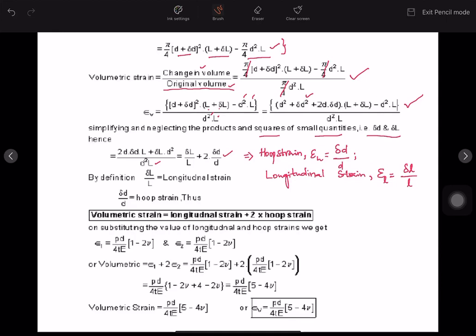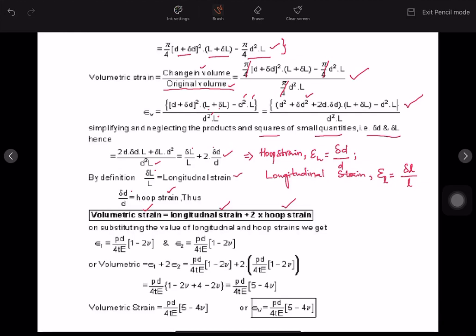So by definition, delta L by L is equals to longitudinal strain and delta D by D is hoop strain. So these two terms you can see in this equation. So with respect to this, we can write volumetric strain is equals to longitudinal strain plus 2 times of hoop strain, right?